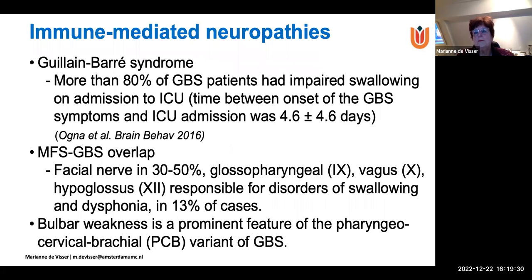There are also immune-mediated neuropathies, which are associated with swallowing difficulties. In the first place, Guillain-Barré syndrome, and especially those patients who are admitted to the ICU. More than 80% of these patients had dysphagia. Dysphagia also occurs in 30% of the cases with Miller-Fisher syndrome. And bulbar weakness also is a prominent feature of the pharyngeal-cervical-brachial variant of Guillain-Barré syndrome.